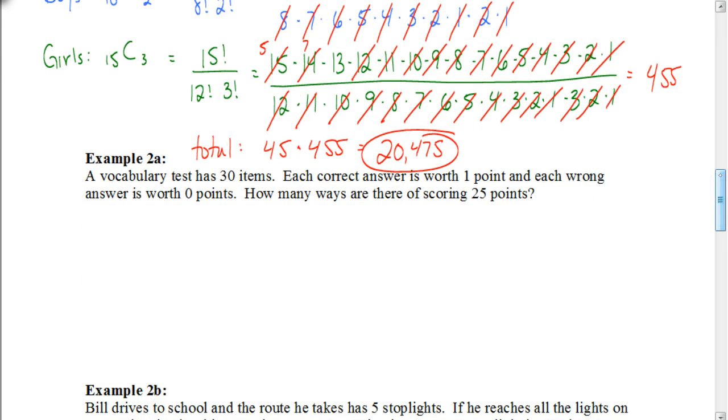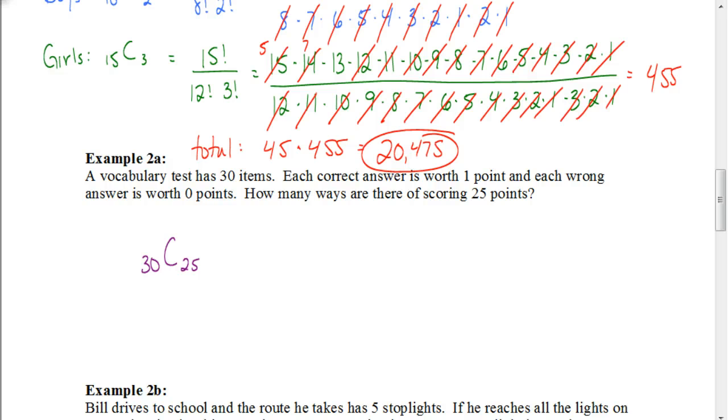Let's look at another example. This one says the vocabulary test has 30 items. Each correct answer is worth 1 point, and each wrong answer is worth 0 points. How many ways are there of scoring 25 points? Well, if we're getting 1 point for each correct answer, and we're trying to figure out how we could score 25 points, that would be the same as getting 25 correct answers. So we have 30 questions total. Now we want to get 25 of them correct.